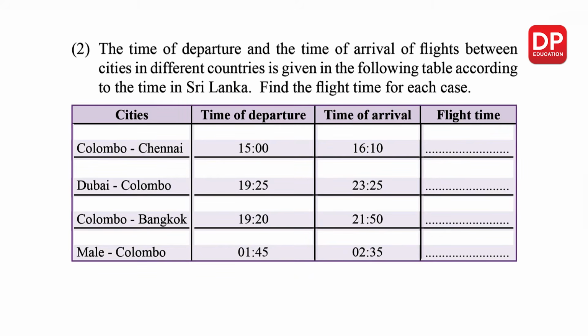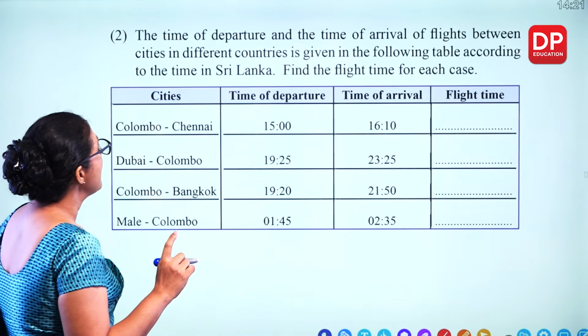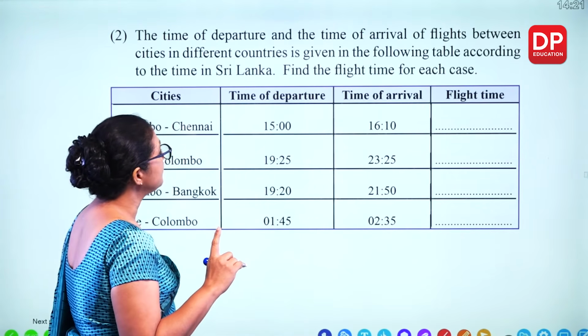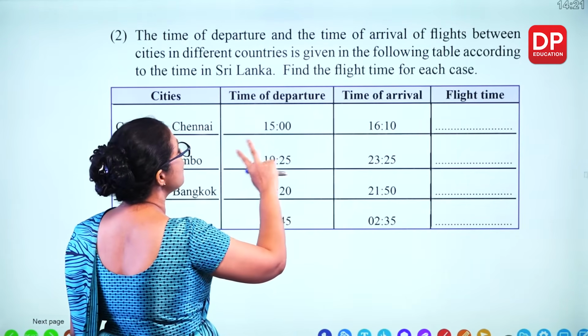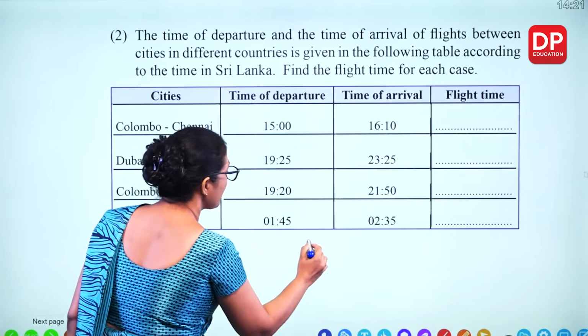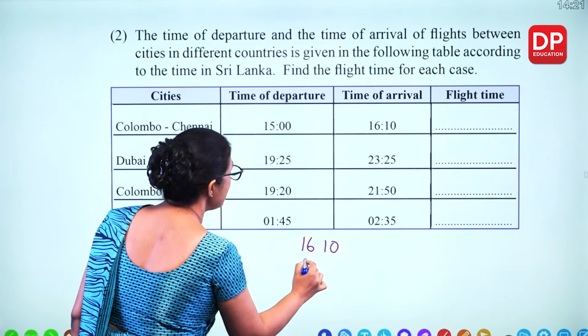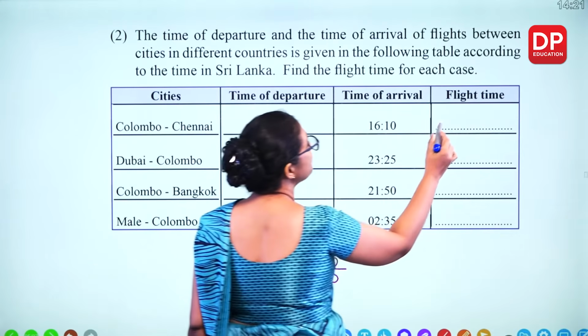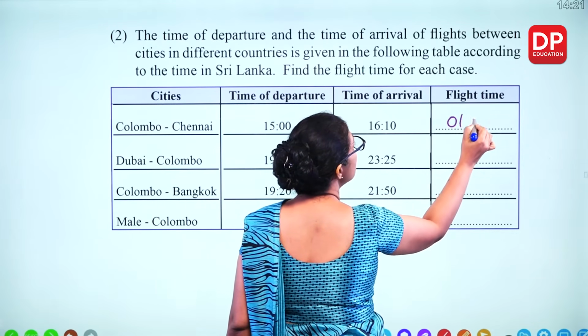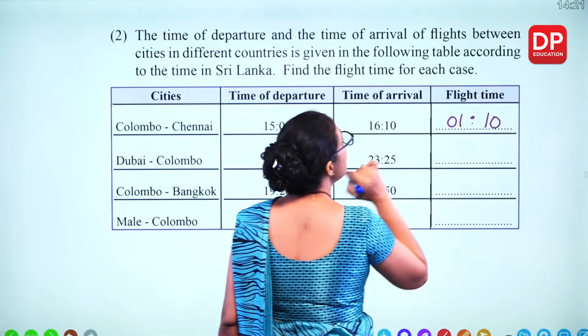Question number 2. The time of departure and the time of arrival of flights between cities in different countries is given in the following table. According to the time in Sri Lanka, find the flight time for each case. Time of departure, 15 hours. Time of arrival, 16:10. So what's the flight time? Subtract. 16:10 minus 15. When you subtract, you get 1 hour and 10 minutes.